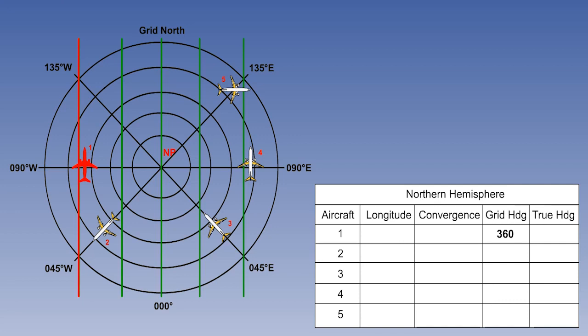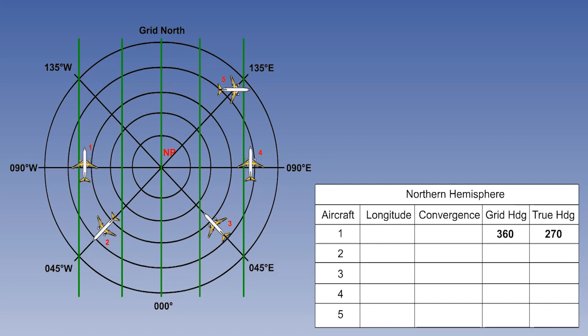Let's start by looking at aircraft number 1. Just by inspection of the diagram, you can see its grid heading is 360 grid, whilst the true heading is 270 true. Therefore, the true heading is 90 degrees less than the grid by simple visual inspection.